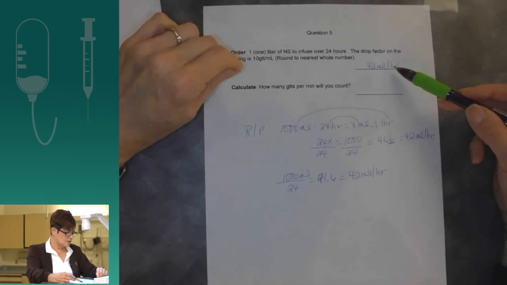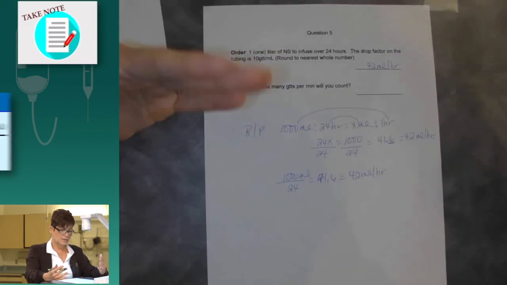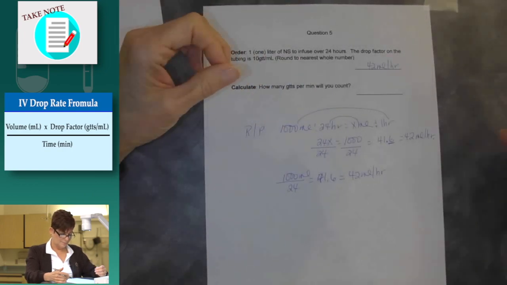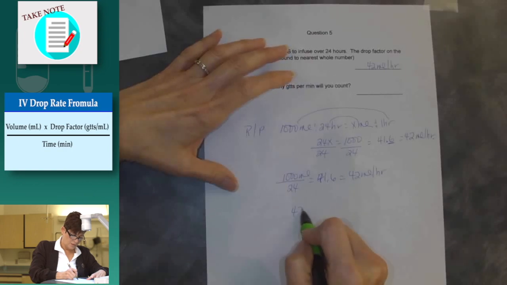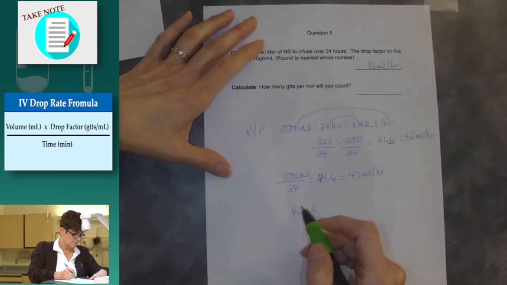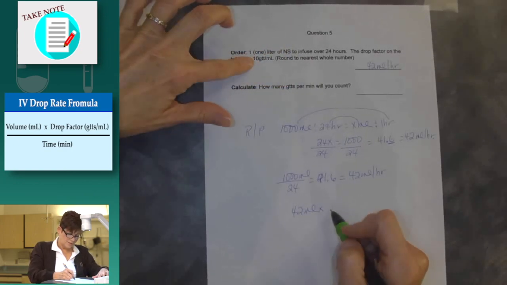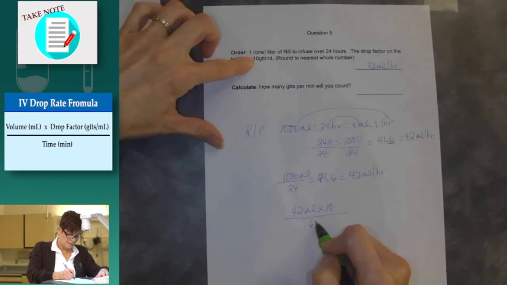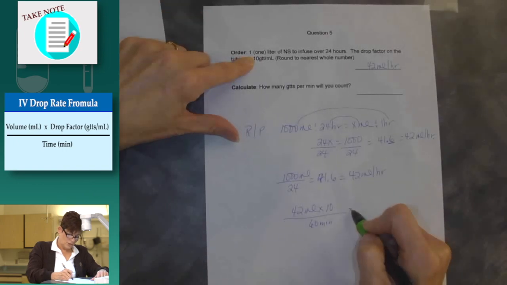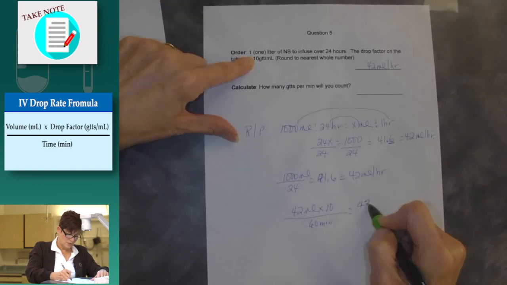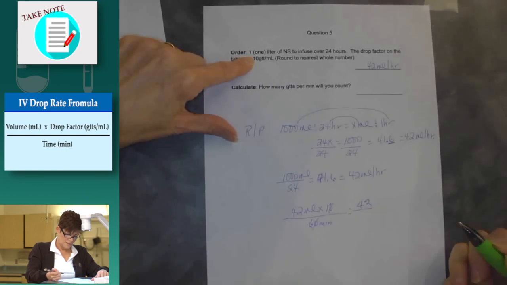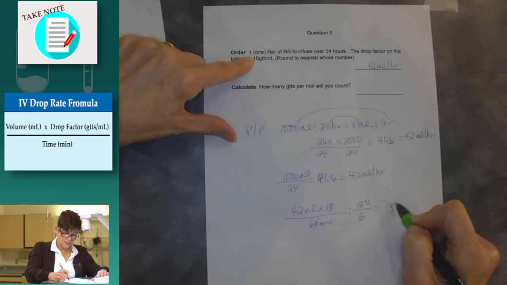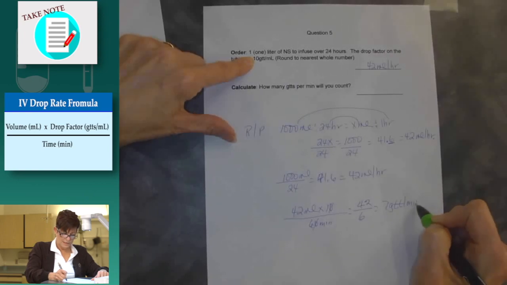So we need to make sure, again, using our formula, the amount of the solution times the drop factor over our time. So we know we have 42 mLs times our drop factor, which is 10, and we're going to do it over 60 minutes, which gets us 42. We're going to cross off the zeros. So 42 divided by 6 is 7 drops per minute.